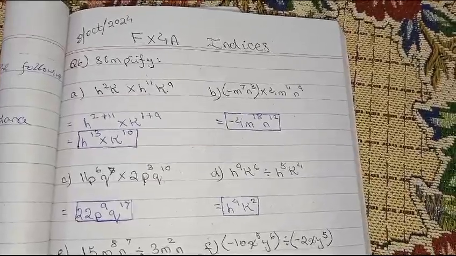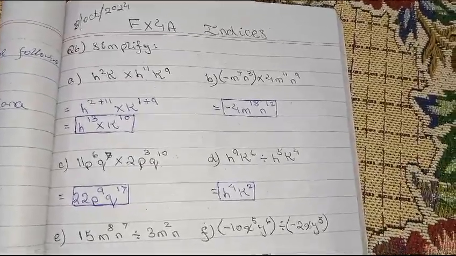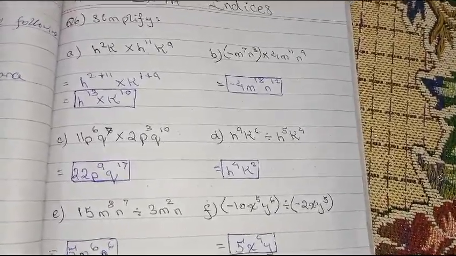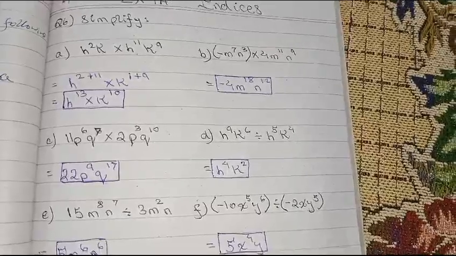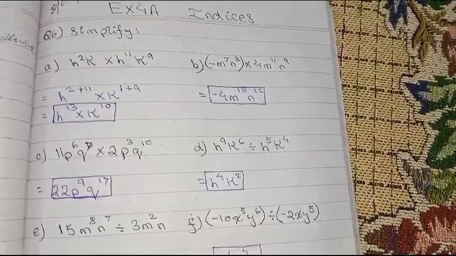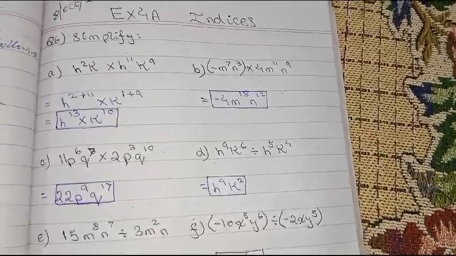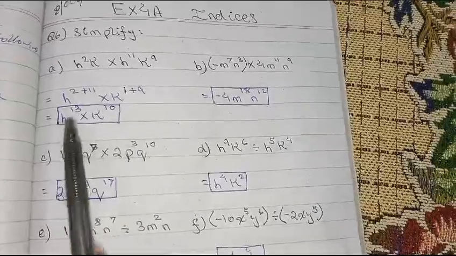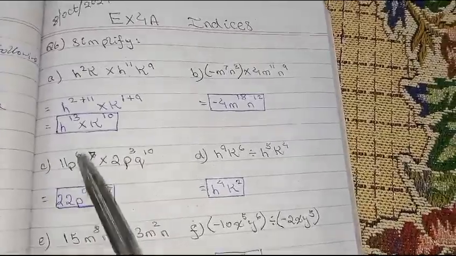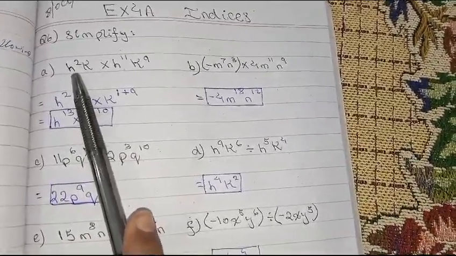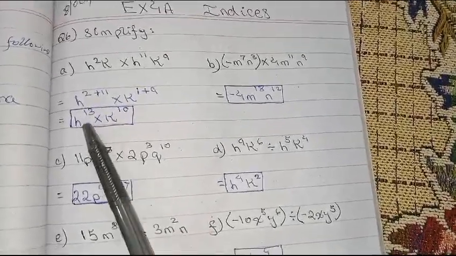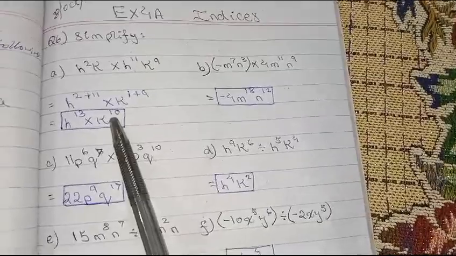Simplify. Part A. All the concepts are those in which I have told you to write and memorize the laws and rules of indices. So the first part says h square k multiplied by h power 11 k power 9. When the variables are multiplying, we can add the powers, as I have told in previous classes also. So h power 2 and power 11 will be added: h power 13 multiplied by k power 10. This will be our answer.